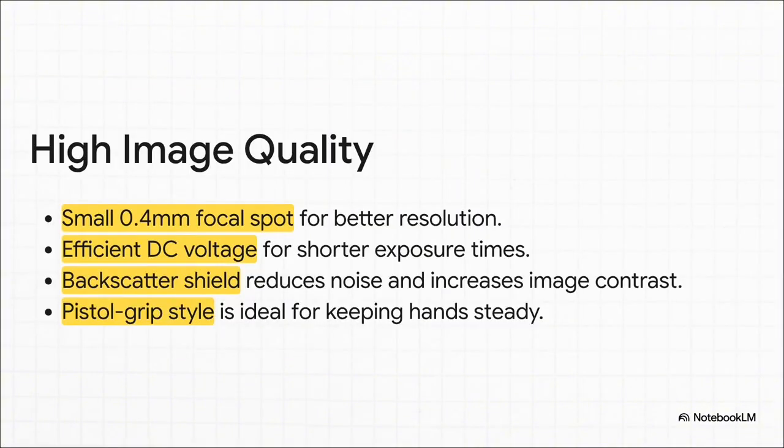Now you might be thinking, okay, smaller device, does that mean you sacrifice image quality? Absolutely not. In fact, it's the opposite. It uses a tiny 0.4mm focal spot. Think of it like the super sharp focus on a high-end camera lens for crystal clear, high-res images. The efficient DC power means shorter exposure times for the patient. And that backscatter shield we're going to talk more about, it actually helps improve image contrast. On top of all that, the two-handed grip makes it super stable, so you don't get any motion blur.